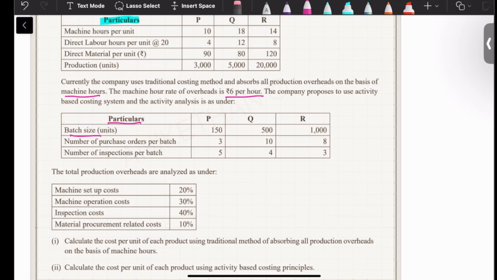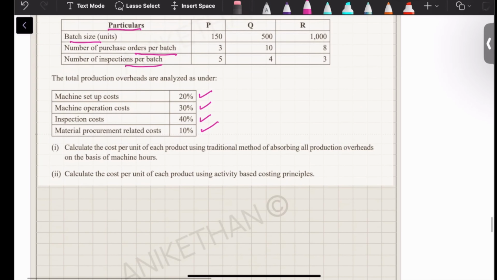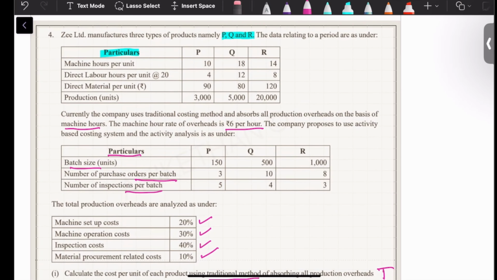So what are the details related to the activities? You will have batch size, then number of purchase orders per batch, then number of inspections per batch. So here everything is per batch. Then we have machine setup cost, machine operation cost, inspection cost and procurement related cost. The data is not given in absolute rupees but in percentage. So that means you have to first calculate the total overhead, then divide. So we have the traditional method, then compare it with the ABC method. Both are available.